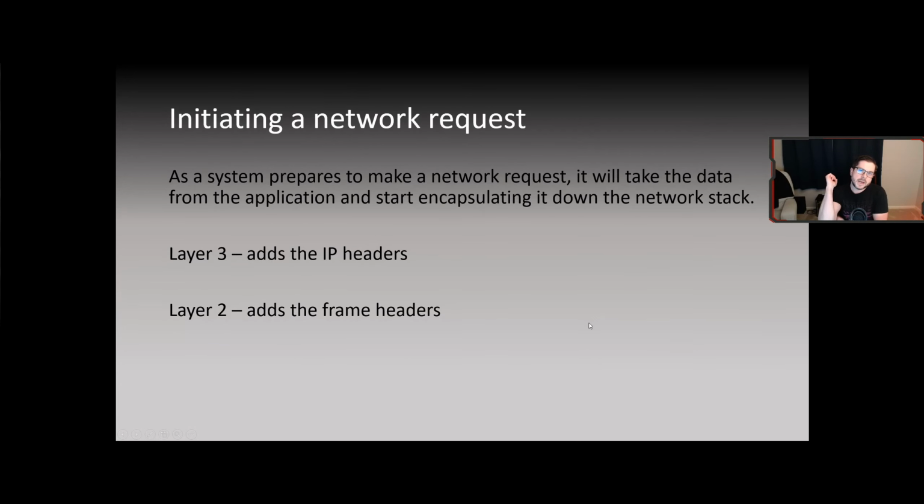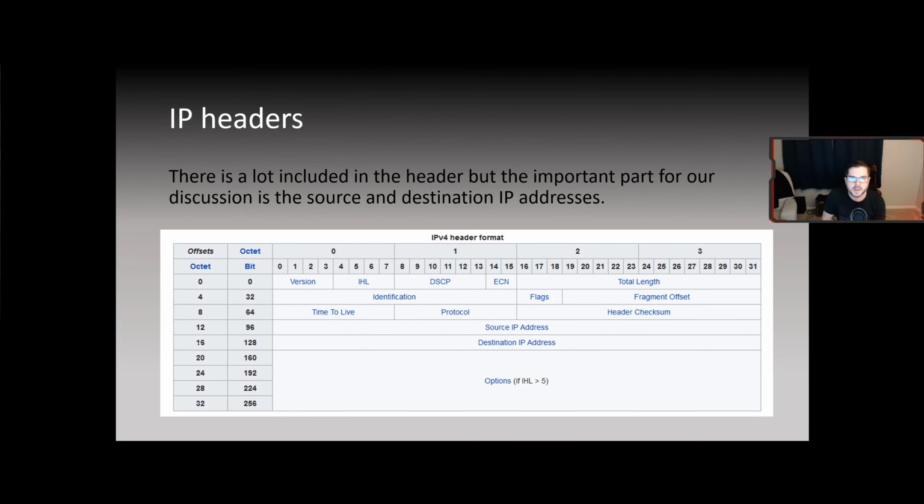So as a system starts to prepare for a network request, it's going to take that data down from the application and it starts encapsulating it. And so the first thing it does, for our portion of this, is it adds the layer 3 header. So it adds the IP headers, and then after that, it will add the layer 2 headers. But there's certain logic that it needs to actually consider before it does those portions of it. So the IP headers get added, and that's really whatever your application wanted it to be.